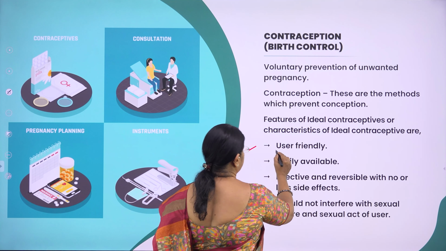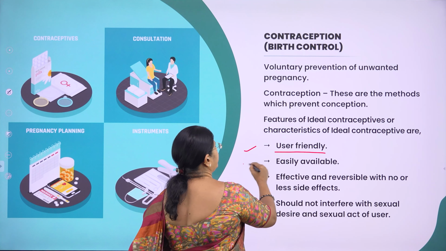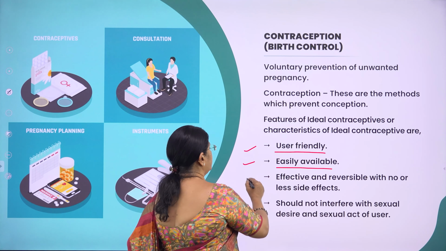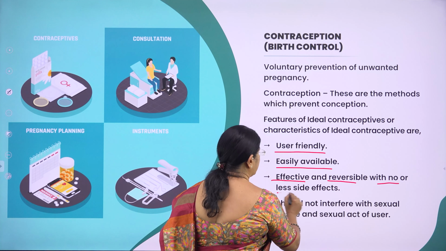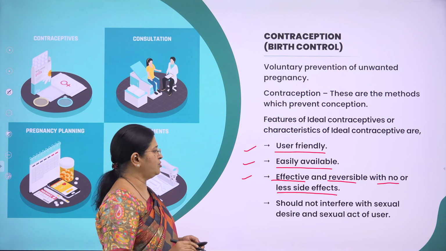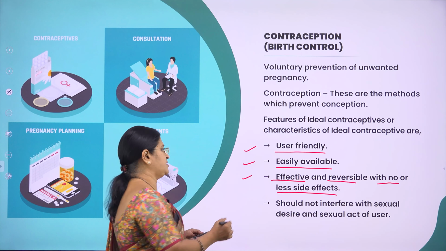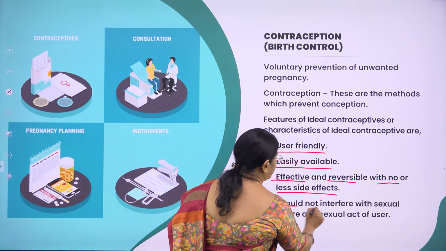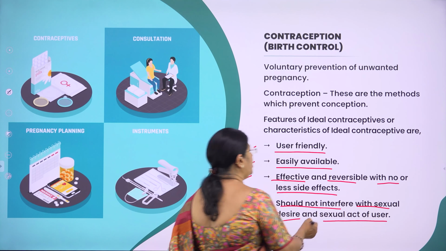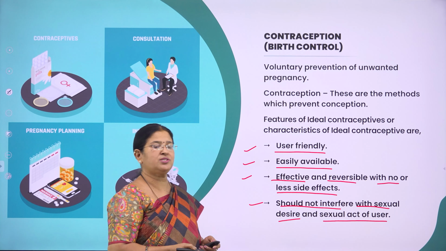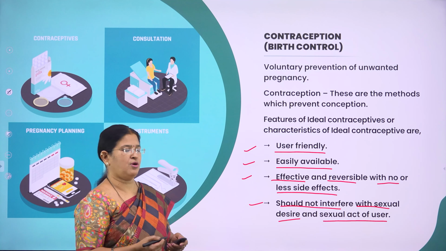First, very important is what? User friendly. Second one, easily available. Third, more effective and reversible with no or less side effects. No side effects or less side effects for the user, and should not interfere with the sexual desire or the sexual act of the user. These are the qualities or the characteristic features of a contraceptive.